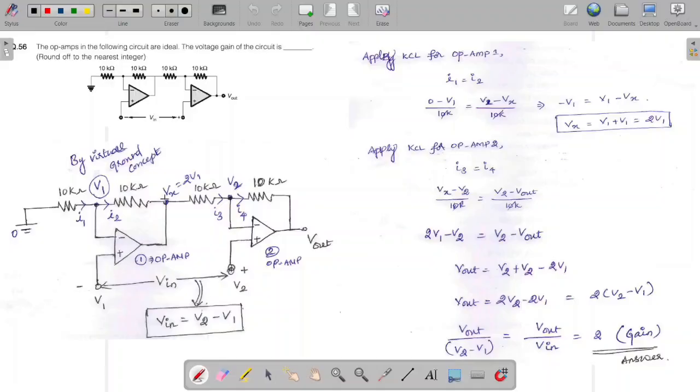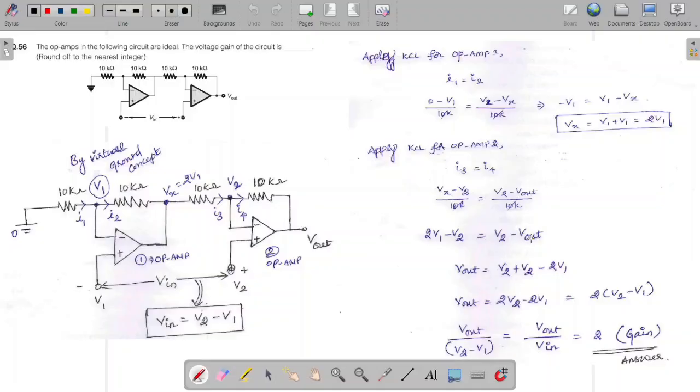So the incoming current I3 is equal to (Vx minus V2) divided by 10K, which is equal to (V2 minus V out) divided by 10K. 10K is common for both cases, so we can cancel it. So we rearrange this equation. We will get Vx is equal to 2V1, so 2V1 minus V2 is equal to V2 minus V out.